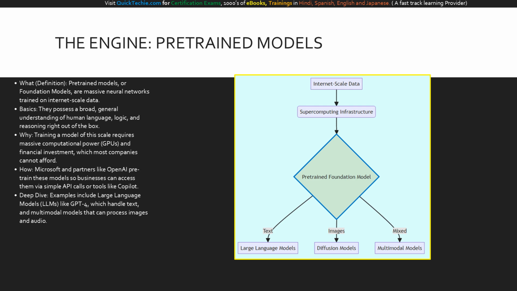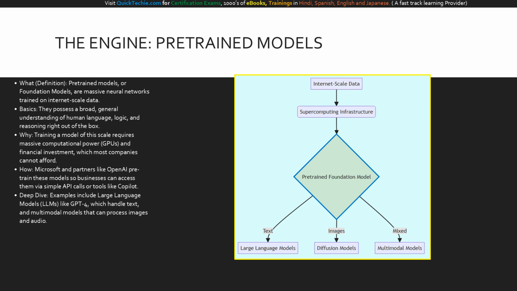Why is this important for your business? Because training a model of this magnitude from scratch requires tens of millions of dollars and specialized supercomputing infrastructure. It is highly impractical for most organizations. How do we solve this? Technology partners like Microsoft and OpenAI shoulder the burden of the initial training. They provide these pre-trained models to you as a service. You simply access them via an API or through embedded solutions like Microsoft 365 Copilot.